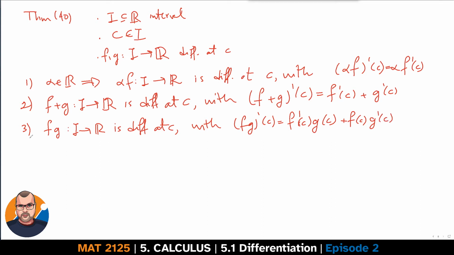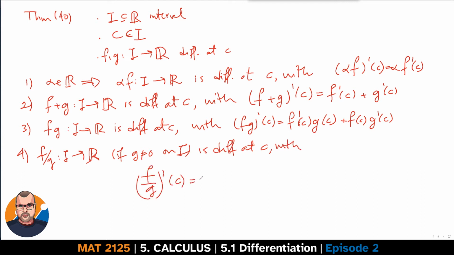And finally, assuming that g is never equal to 0 over the interval I, the quotient function f divided by g is differentiable, and the derivative of the quotient is given by the derivative of the numerator times the denominator minus the numerator times the derivative of the denominator, divided by the square of the denominator. You know all of these from calculus. Now we'll provide a real analytic proof.